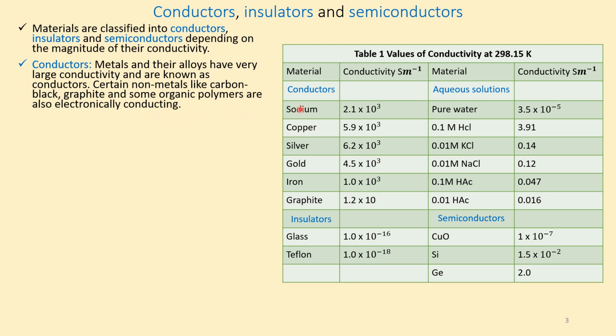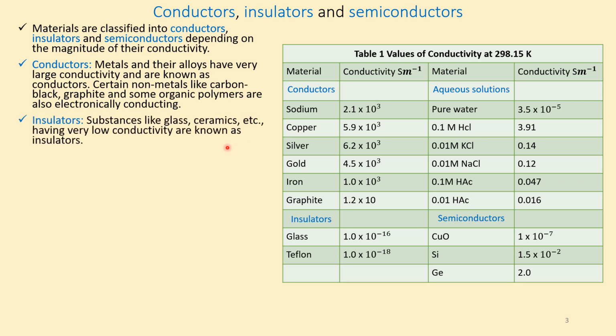Please see table number 1 shown on the screen. The conductors are listed in the first column. These conductors may be sodium, copper, silver, gold, iron, and graphite. The numerical value of conductivity in Siemens per meter is also shown respectively. For example, sodium has a conductivity of 2.1 into 10 to the power of 3 Siemens per meter.